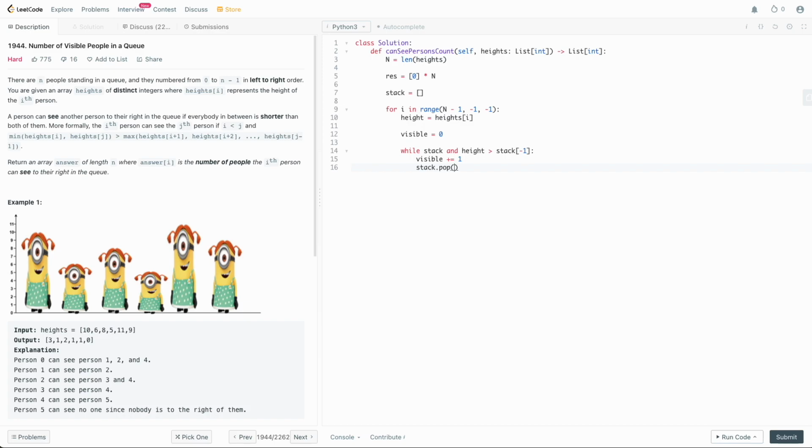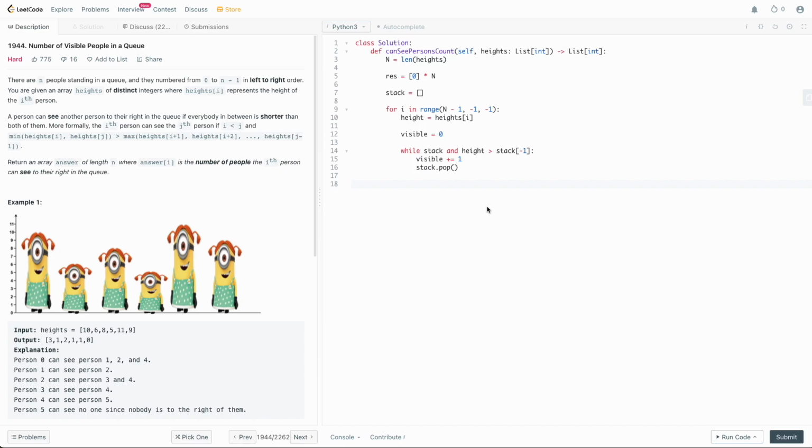So we want our stack, we want to get rid of anything that our current height is greater than. So we're going to be popping from the stack while the stack is non-empty and our current height is greater than whatever is at the top of the stack. So we want it to be increasing, basically, only in the stack. So we're going to do that while both these conditions hold true. And when it doesn't hold true, then we get out.